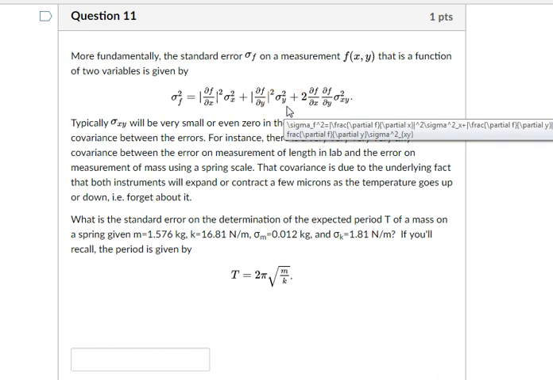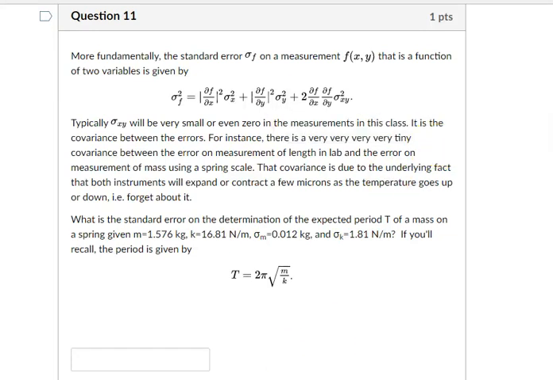Now, we came up with a really bogus example of the length of the ruler and length of the spring. Let me give you an example that's probably a little bit better of where errors would be correlated.